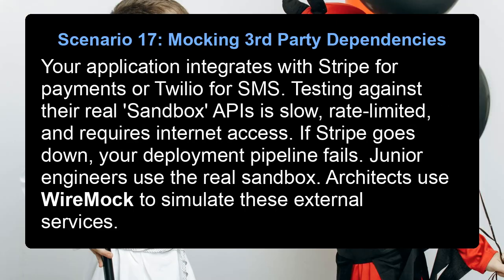Scenario 17. Mocking third-party dependencies. Your application integrates with Stripe for payments or Twilio for SMS. Testing against their real sandbox APIs is slow, rate-limited, and requires internet access. If Stripe goes down, your deployment pipeline fails. Junior engineers use the real sandbox. Architects use WireMock to simulate these external services.